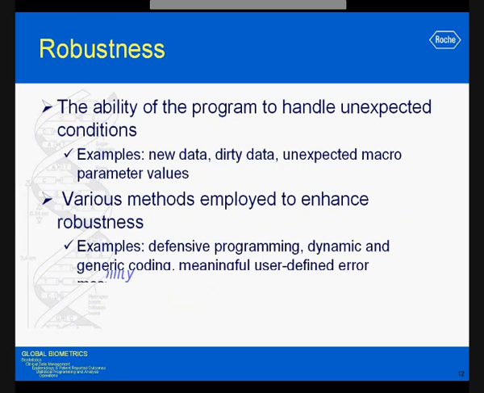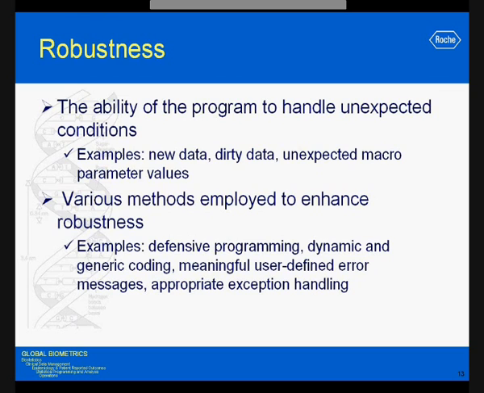Robustness. Robustness is the ability of the program to handle unexpected conditions. This is something that we deal with a great deal. We are always programming on incomplete data, so we're not going to have our full set of data until database lock. So, new data, dirty data, working on that data before it's fully cleaned. And in terms of writing macros and tools, we could have unexpected macro parameter values if we're producing a macro for a wider audience.